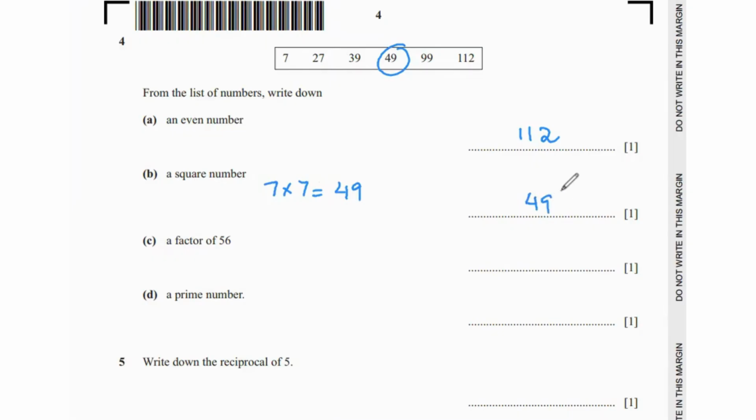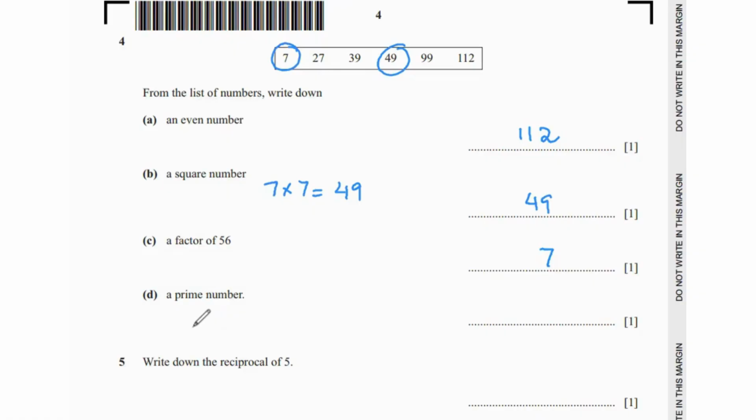So you need to know your basic square numbers, like at least till 12 or 13, you need to know your square numbers for this paper. You need to know your cube numbers as well, like the basic ones. Like at least till 5 or 6, you need to know your cube numbers as well. Then it says a factor of 56. We know 56 is divisible by 7, 8, 2, then 28, 56, 1. Over here, 7 is given, so we can just choose 7.